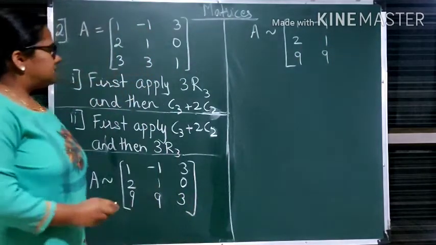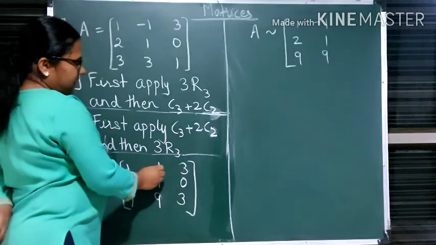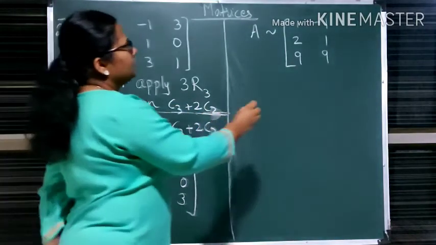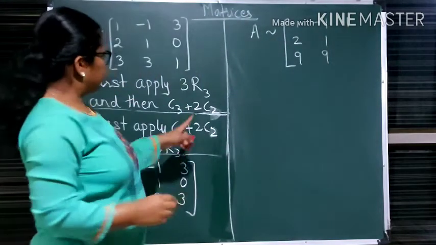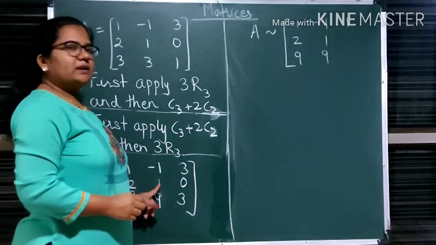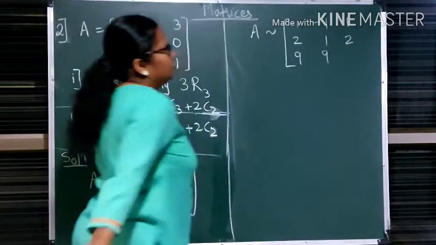Yes. Now C3 means 3 plus 2 into minus 1. 2 into minus 1 is minus 2. 3 minus 2 is 1. So this will become 1. The next is 0 plus 2 into 1. 2 into 1 is 2. 0 plus 2 is 2. So the next element is 2.